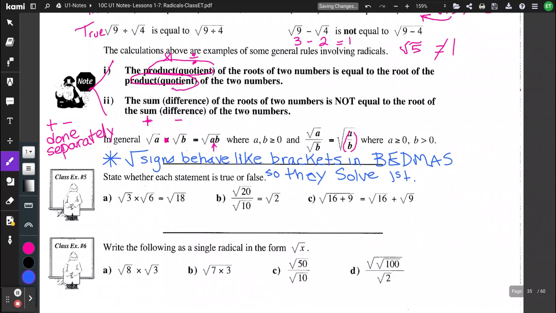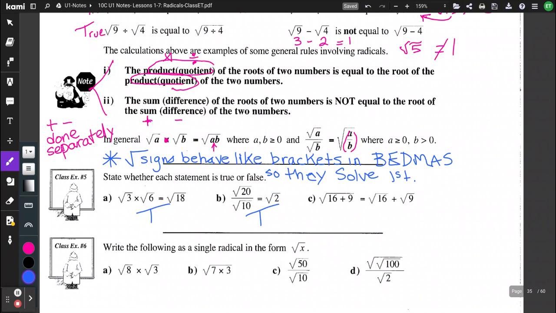Those solve first. All right, so now we're going to take a look and we're going to see if these are true or false statements. So if I go 3 times 6, do I get 18? Yes, I do. So this guy is true. Remember, your timesing and dividing they basically go together. So if I go 20 divide 10, what do I get? 2. So this guy works. True. We're not taking away root signs. We're just seeing if the digits will multiply or divide.